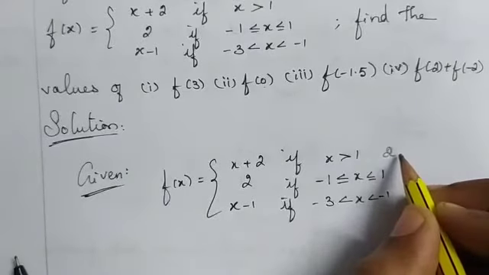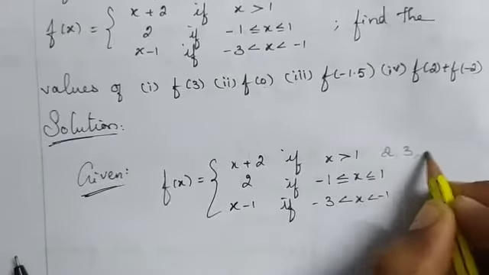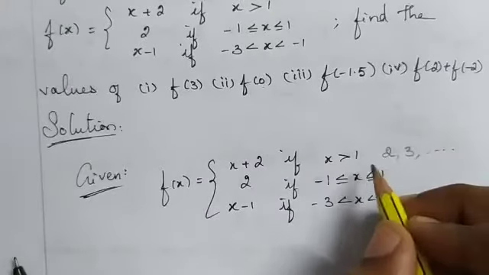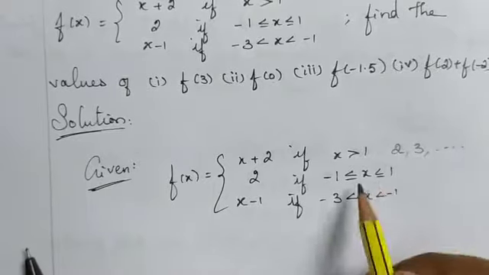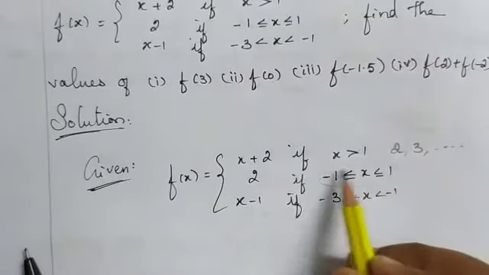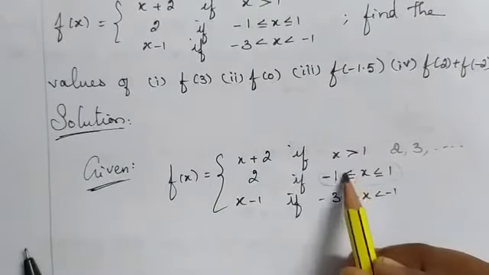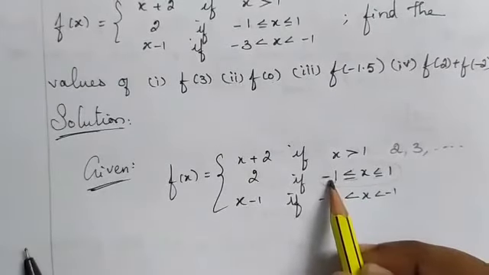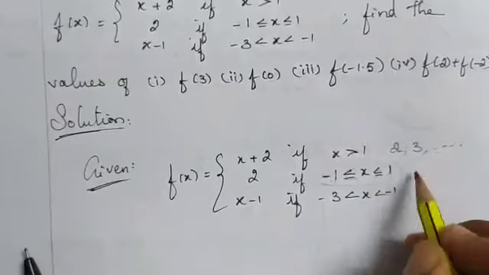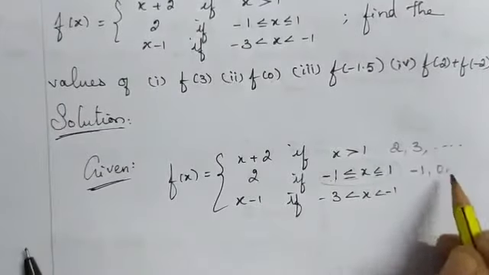After 1, 2, 3, etc. Greater than 1 means after 1, that is 2, 3, etc. Now, what are the values of x for this? Minus 1 less than or equal to x less than or equal to 1 means minus 1, 0, 1.